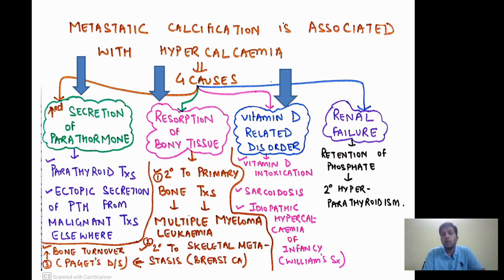The third important cause of hypercalcemia is vitamin D related disorder. For example, there is vitamin D intoxication. Again, there is sarcoidosis. Again, there is idiopathic hypercalcemia of infancy, also called Williams syndrome. And the fourth important cause of hypercalcemia is retention of phosphate, leading to secondary hyperparathyroidism.